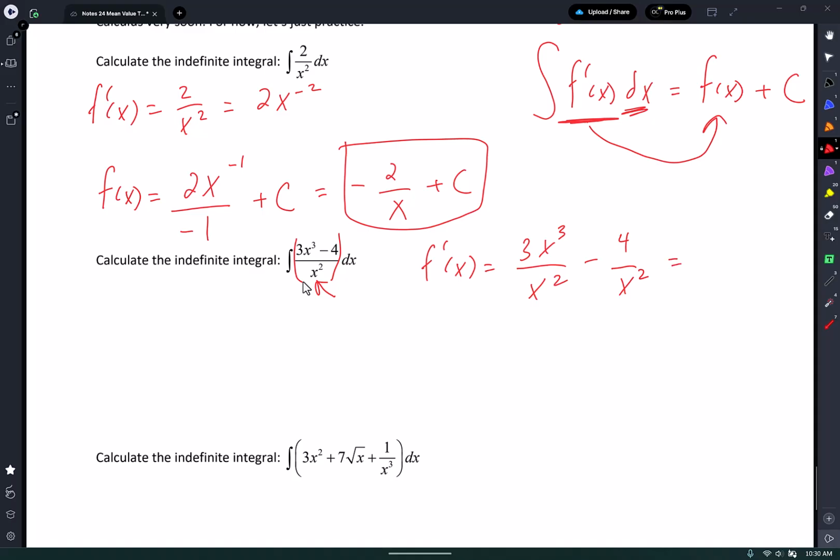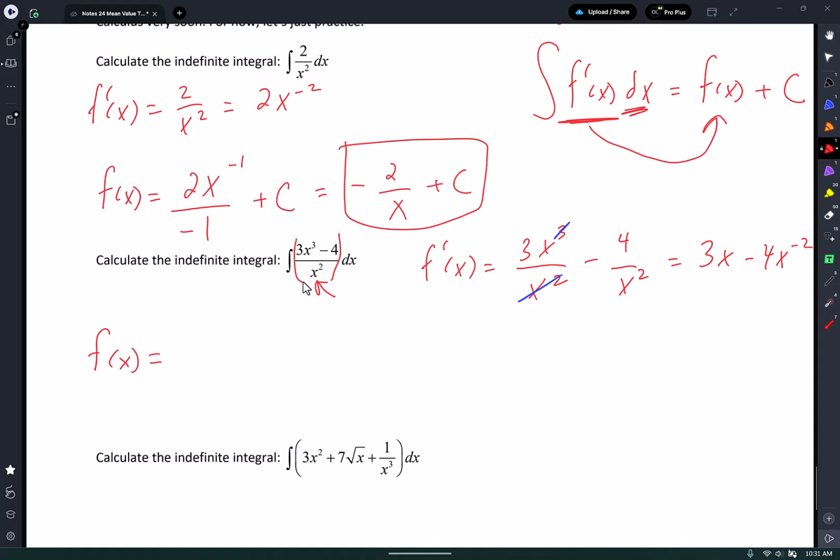Antiderivative. Well, I'm not doing anything just yet. These x squares cancel out, so I get 3x. And I'm going to leave this one. I'm just going to bring that x squared up, so I'm going to write it as 4x to the negative 2. Is everyone okay? Okay. Here we go. What am I doing? The antiderivative. So I'm finding my original.